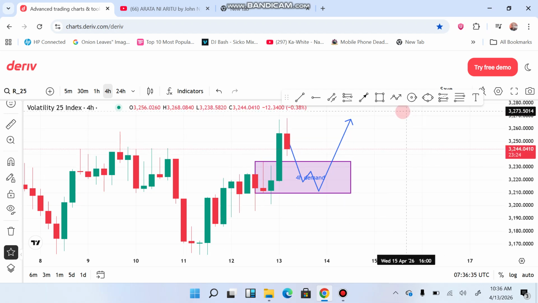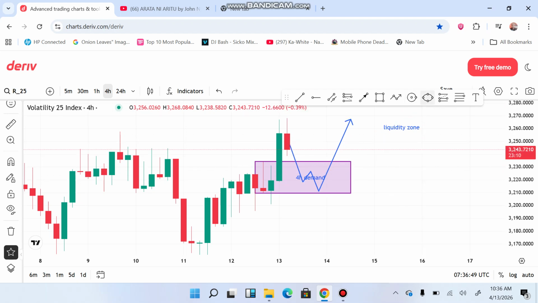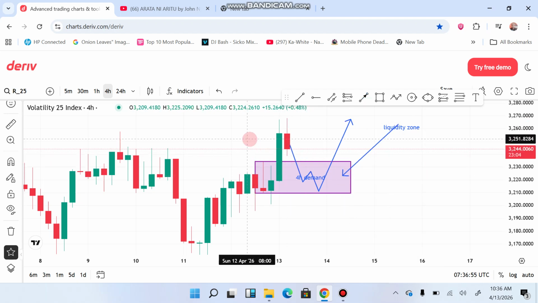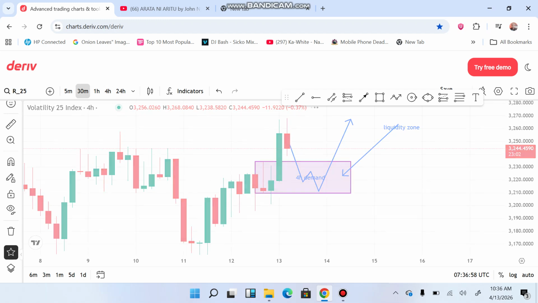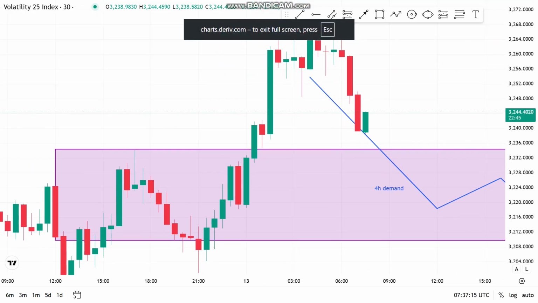And about the 30 minutes, we said we check for what? Liquidity zones, which should be inside this demand of the 4 hours. So if I go to the 30 minutes, I want to see what liquidity zones are available. So let's see. Yeah, the market, here we are. So guys, what can you see?